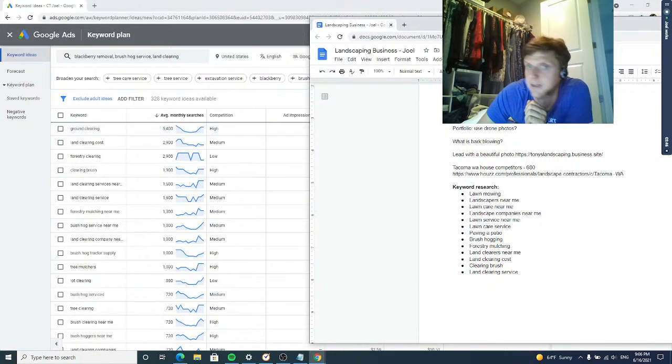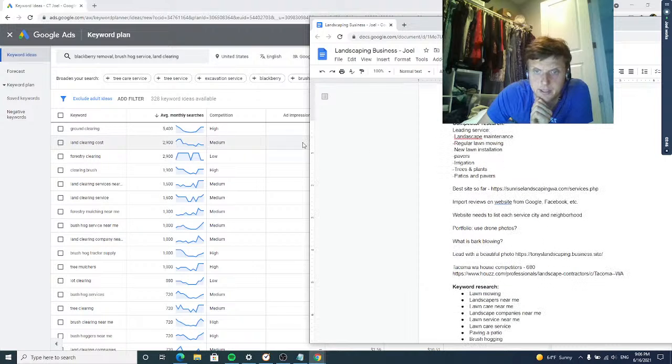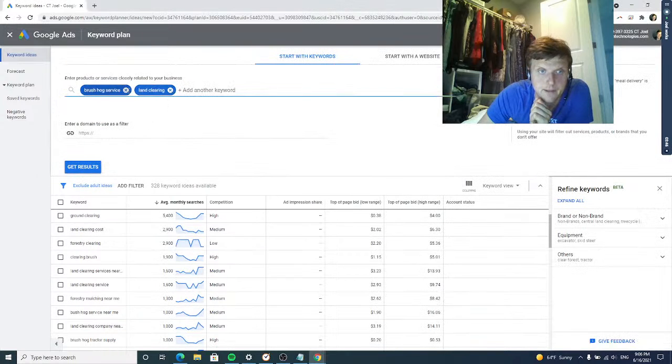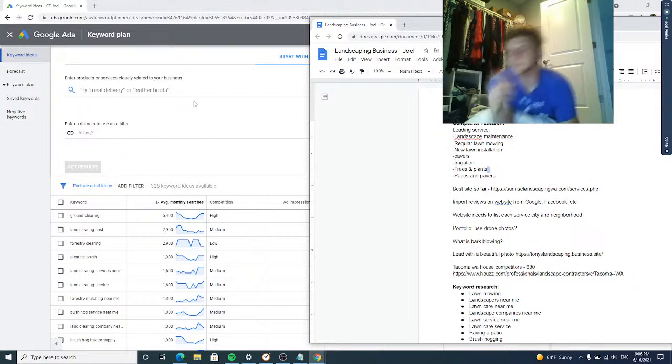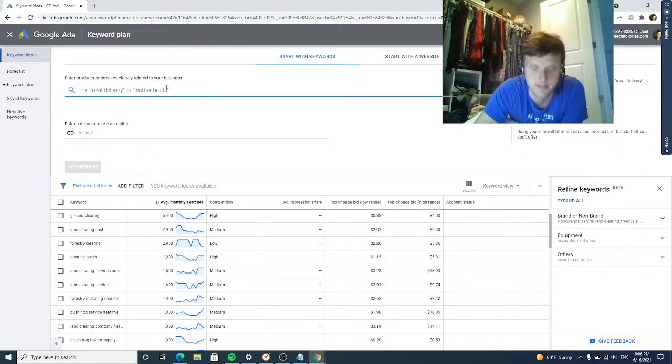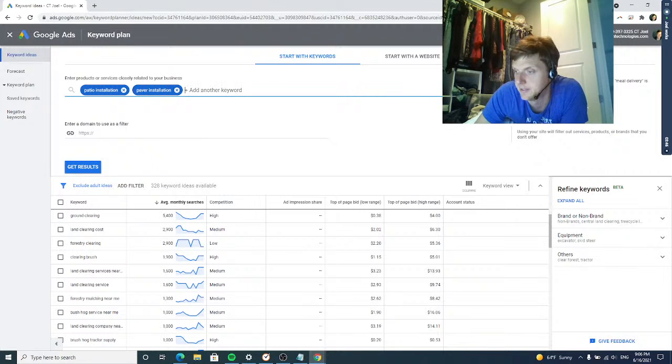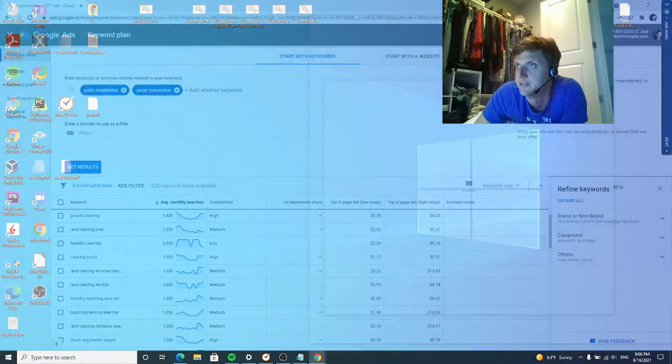That's interesting. Now let's come back to some of those things that our competitors were talking about. And we'll look at our notes again here. So they had talked about lawn installation, which we've already looked for, pavers, irrigation, trees and plants, patios and pavers. I don't really know how you do trees and plants. That's a little vague. Patio and paver installation. Let's try that. Paver installation.